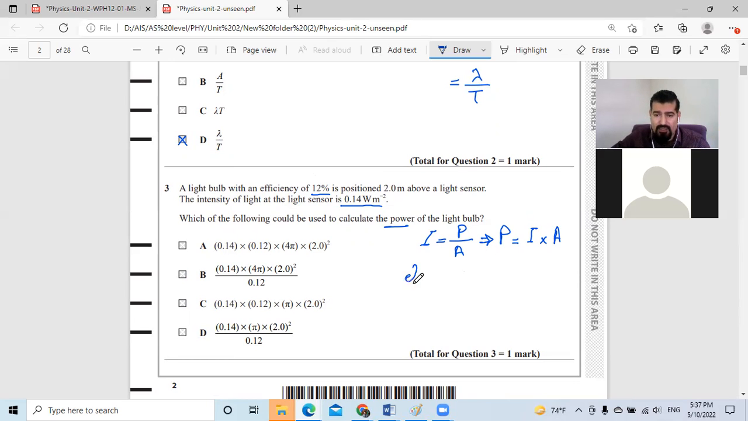We know that efficiency equals power out over power in. They ask about the power in. So by cross multiplication, power in equals the power out, which is I times A, divided by the efficiency, which is 0.12. So which one will be the answer? It will be light intensity multiplied by area. So the answer is D. Yes. Good.